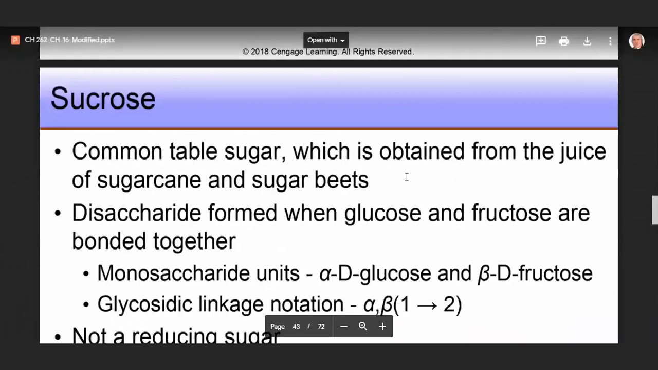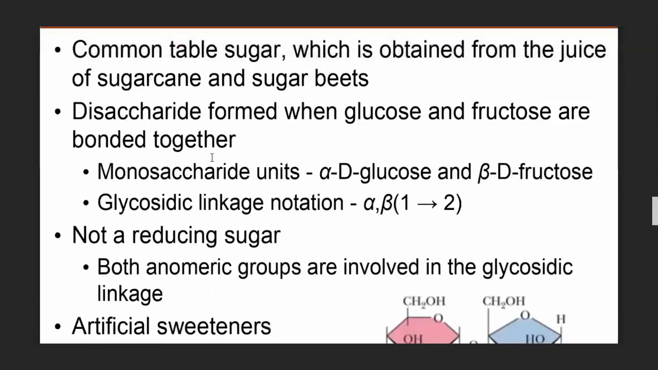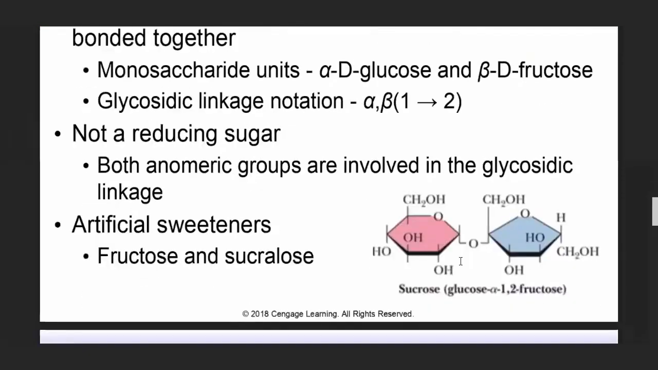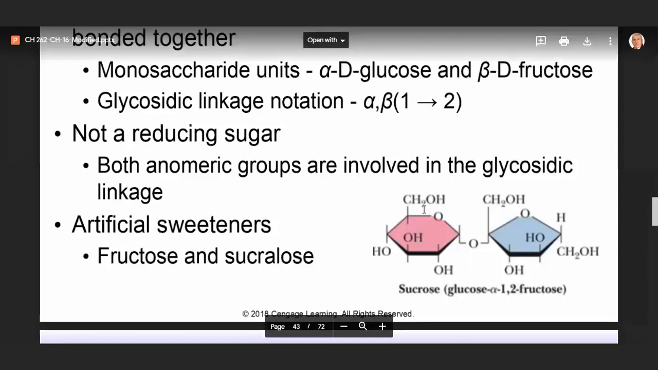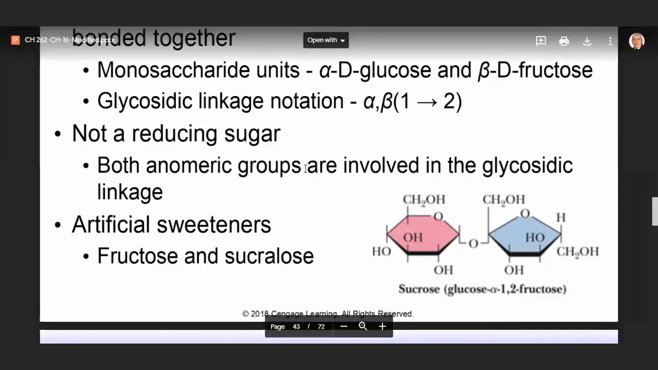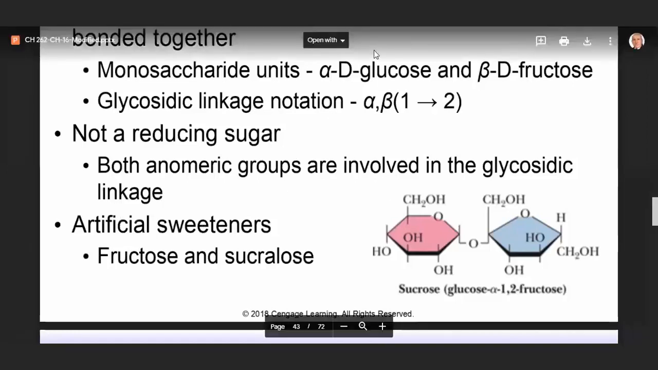Sucrose, the common table sugar, which is obtained from the juice of sugar cane and sugar beets, is a disaccharide formed from glucose and fructose bonded together. The monosaccharides are alpha-D-glucose and beta-D-fructose, and the glycosidic linkage notation is alpha-beta-1,2. That's why it's not a reducing sugar, no free anomeric carbon. Both of them are involved in the glycosidic linkage.